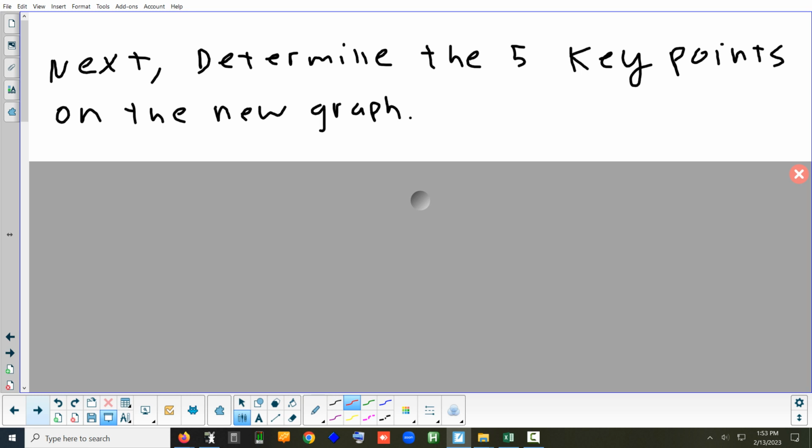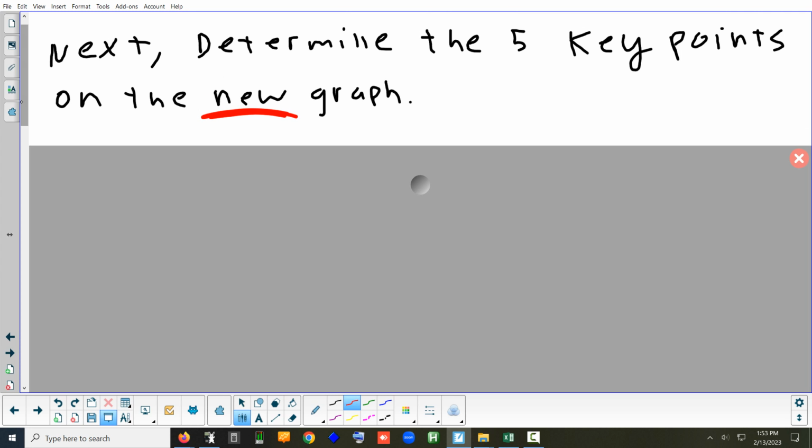When you're doing a transformation, we have to take those 5 points and figure out what's happening to them. Are they moving up? Are they moving down? Are they moving left or right? What are we doing to them? A coordinate has two parts to it: the x value and the y value.